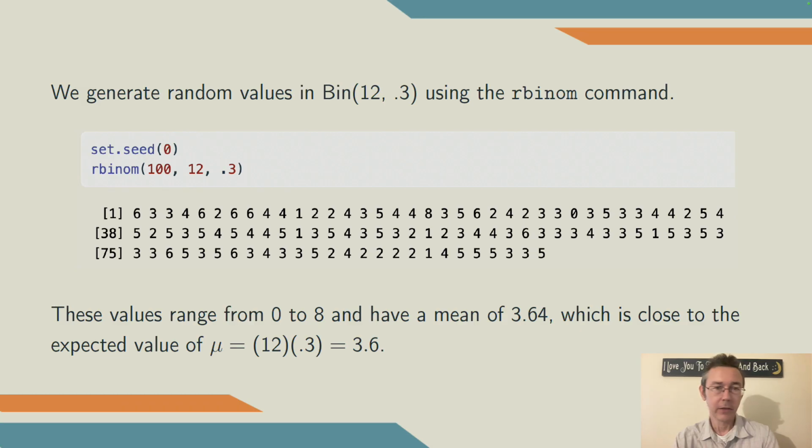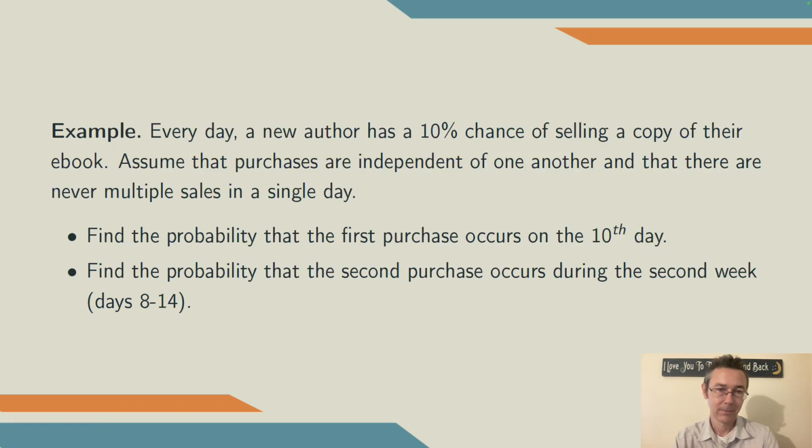Incidentally, you may have noticed that command set.seed of 0 there. That's resetting R's pseudo-random number generator. So if you're going to try and replicate my results exactly, you should include that command. Otherwise, you'll just get different random values.